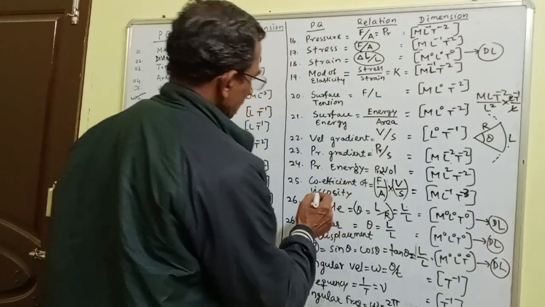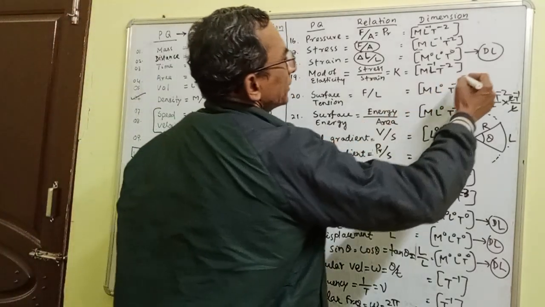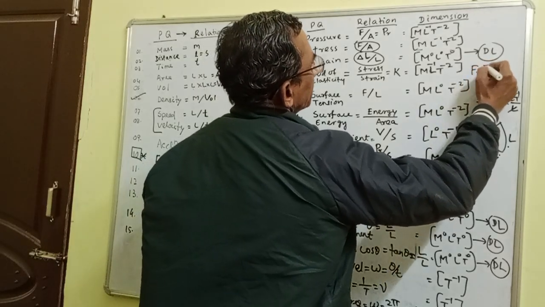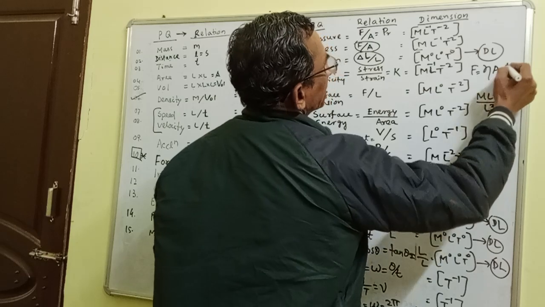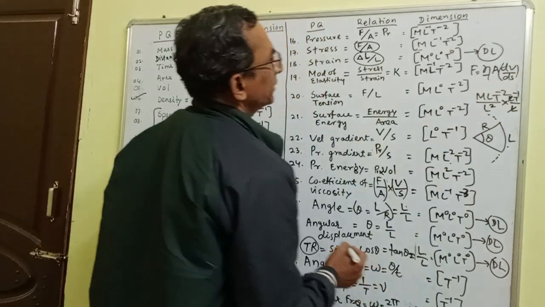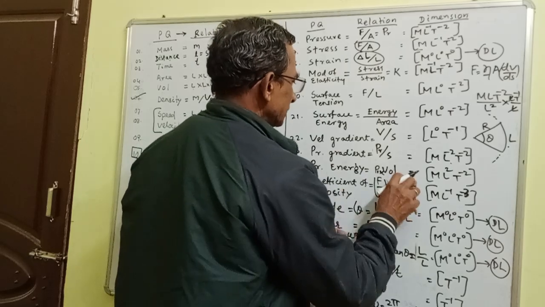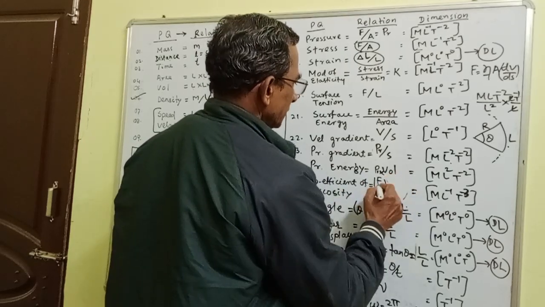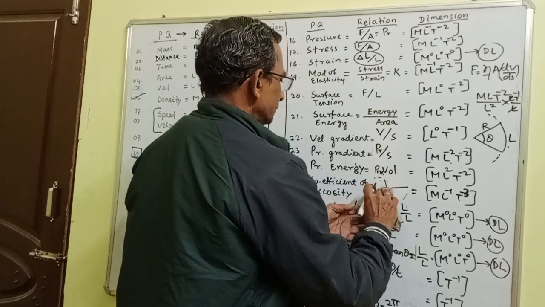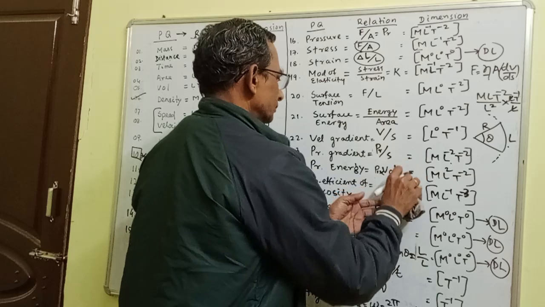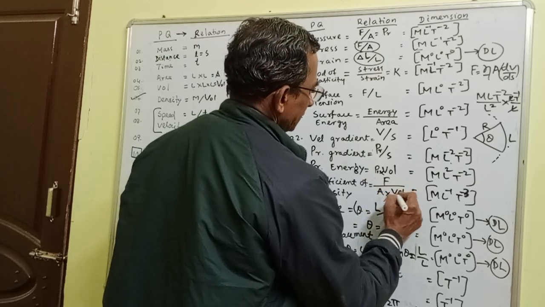This is the coefficient of viscosity. Our formula is that viscous force is mu A dv by ds, and hence the coefficient of viscosity mu is equal to force per area into velocity by distance.